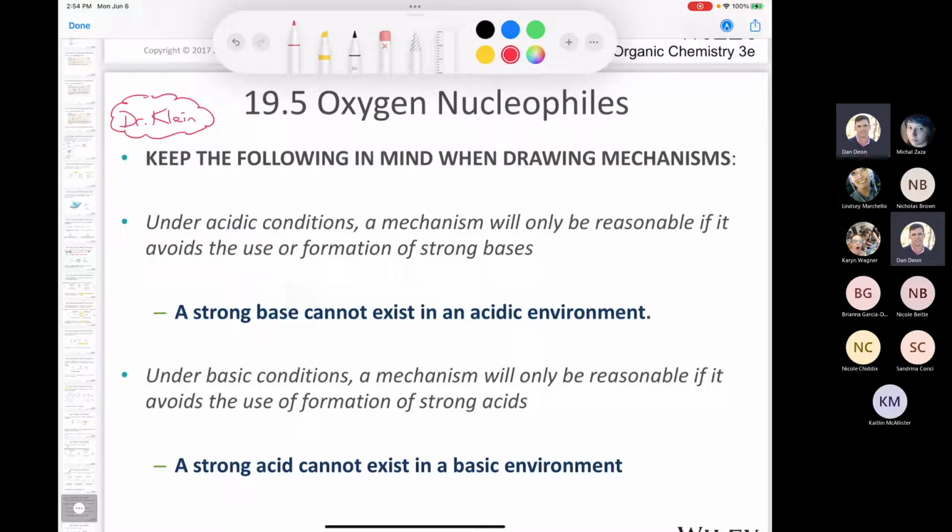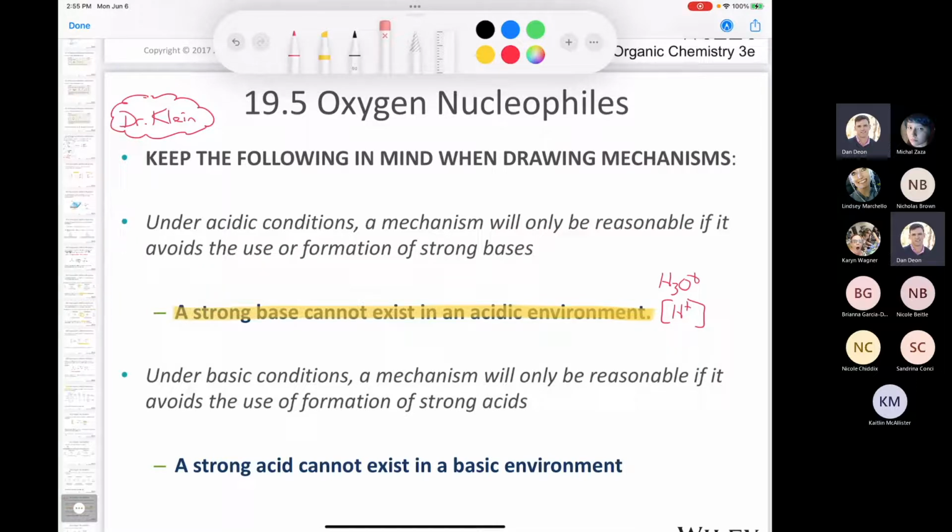Where do students run into problems when they're drawing mechanisms? Sometimes they'll try to draw a hydroxide ion when the reaction mechanism is done in acid. That is a big no-no, right? The rule is this: a strong base is never going to exist if you're in acidic conditions. If your conditions involve H+, a catalytic amount of acid, H3O+, something like that, you're never going to see hydroxide kicking around there. No, it's not going to happen. So if you end up with that somewhere in your mechanism, you've gone wrong somewhere.